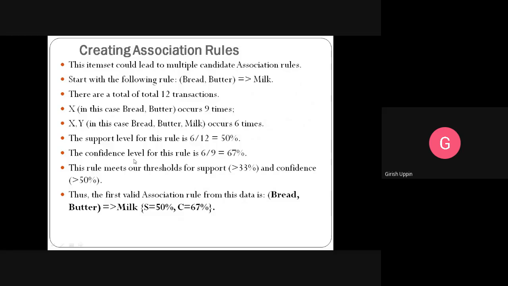Then what is the confidence? This 6 divided by 9. 6 by 9, 67%. So this is greater than 33%, this is greater than 50%. We can accept this as a valid association rule. So bread comma butter implies milk, inside the curly braces. Support is 50%, confidence is 67%. So this could be an association rule.